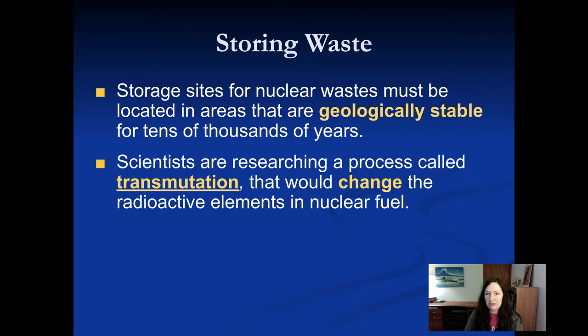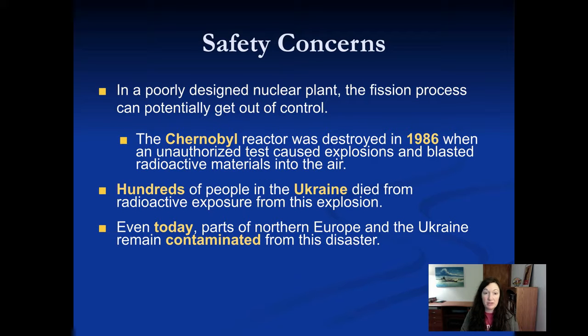And that is supposed to prevent any big nuclear accidents from happening with the waste. Scientists are researching a process called transmutation, and that would change the radioactive elements in that nuclear fuel into something that is a little less harmful. However, it's really challenging. It's hard to manage that radioactive waste. So there's progress being made, but really we're more focused on trying to find a place that we can store this nuclear fuel or the waste product.